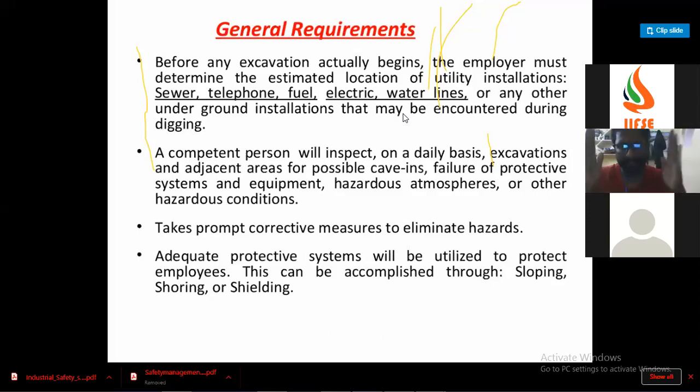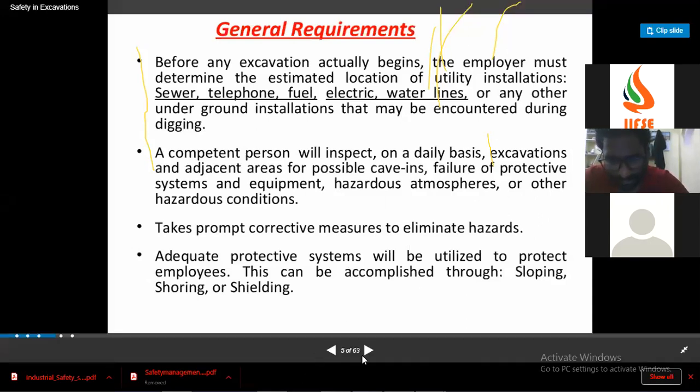Shoring means if this is a trench, keeping some adjacent blocks, woods, and some rods in between the woods, it can be pneumatic, or I'll be showing the pictorial way. That is shoring. Shielding means keeping a box. Okay, I'll be showing that.